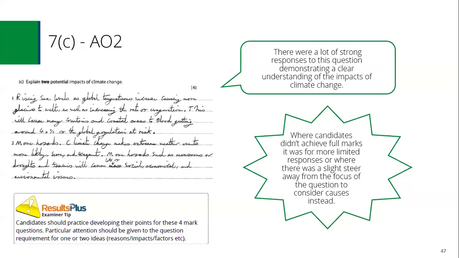Particular attention should be given to the question requirements for 1 or 2 ideas, reasons, impacts, factors, those sort of things, etc. That would be really beneficial. So here, rising sea levels as global temperatures increase, causing more glaciers to melt, as well as increasing the rate of evaporation. This will cause many countries and coastal areas to flood, with 40% of the global population at risk. So that's a good, solid point, well developed.